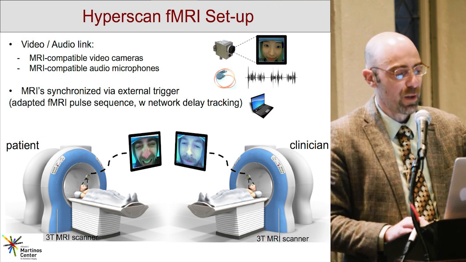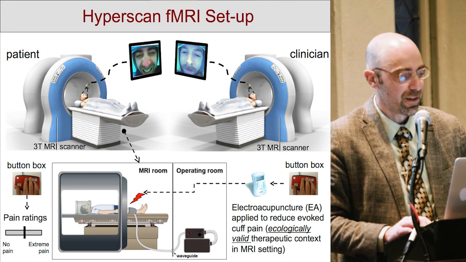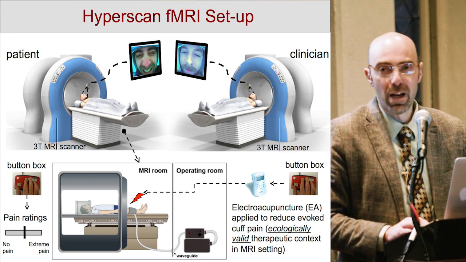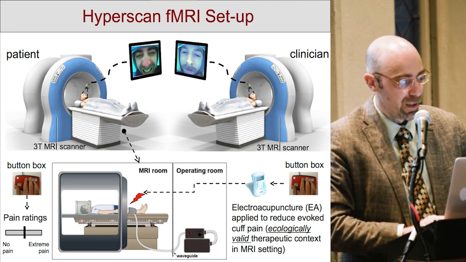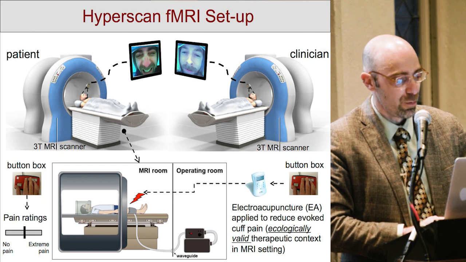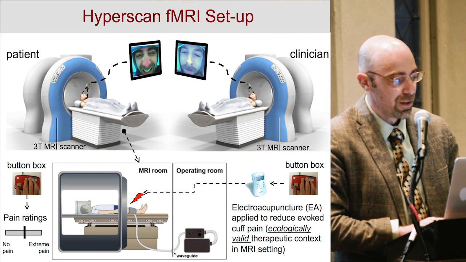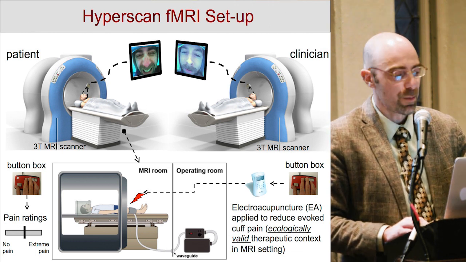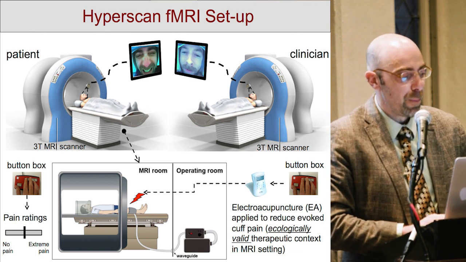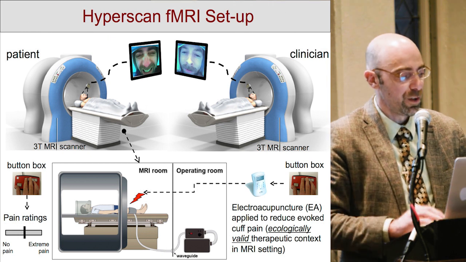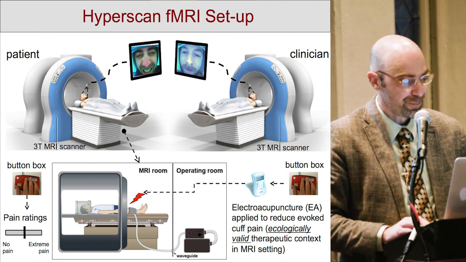So we have the patient in one scanner, the clinician or the acupuncturist in the other scanner. Inside of the patient MRI room, we induce a pain stimulus with a cuff. We do this in a lot of our other studies with chronic pain patients. So we give them a pain stimulus to see how their brain responds to that pain stimulus. The patient then can use a button box, which they're holding, to rate the pain that they're feeling.